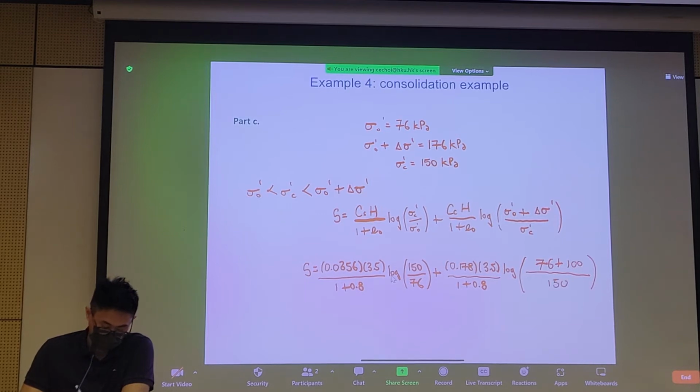Consolidation of 150. So the settlement would just be around 0.0445 meters, or in terms of millimeters, 44.5 millimeters.